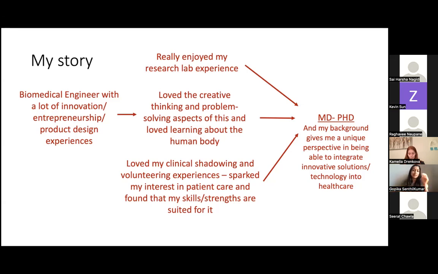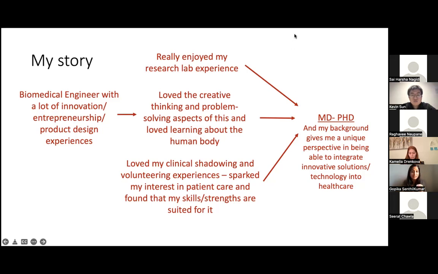And then the third component that tied it all in was I loved my clinical shadowing and volunteering experiences in the hospital. And that's really what motivated me to want to integrate more patient care into my future career. And I also felt that my skills and my strengths are suited for patient care. So those are the three big things that I extracted from all of the experiences I worked on. And I said, in my personal statement, these are the three things I want to convey to them.